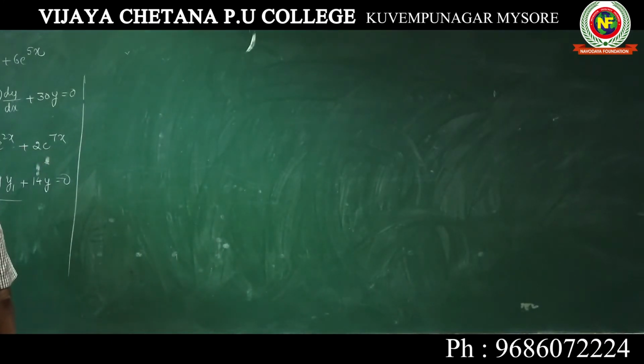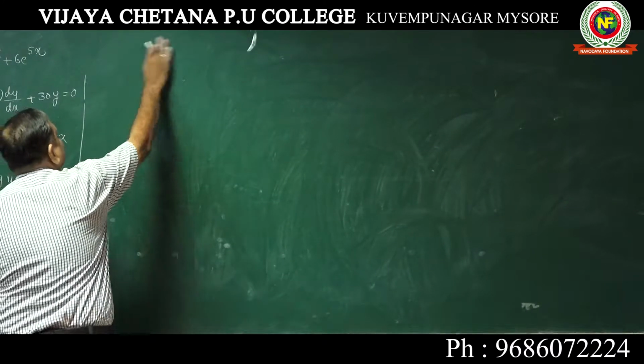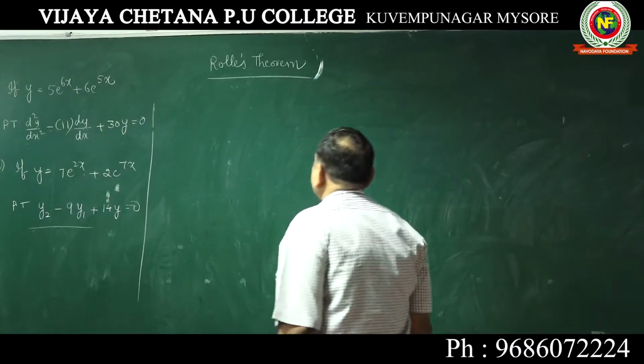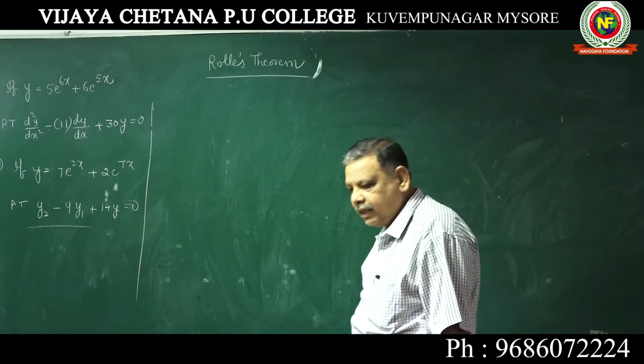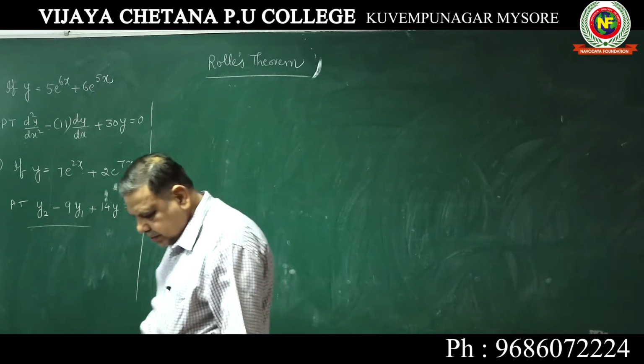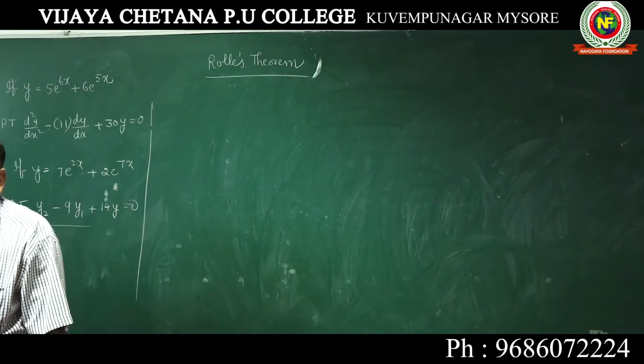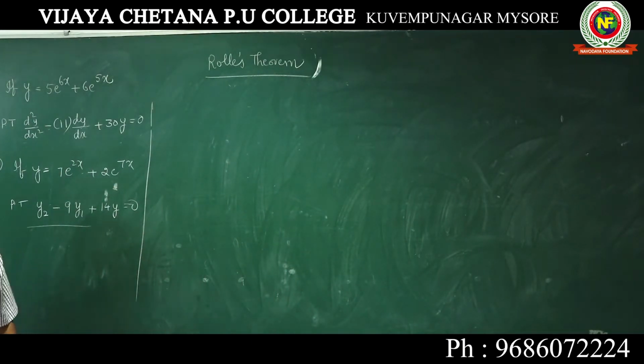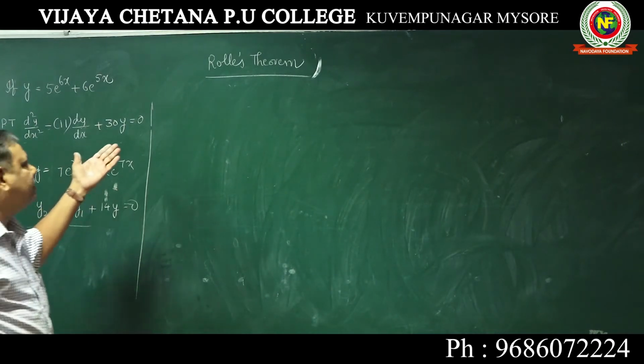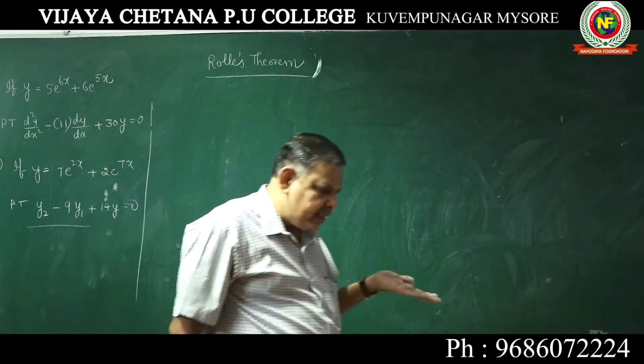Okay, now we shall take Rolle's theorem. T-H-E-O-R-E-M, Rolle's theorem. Here you should understand one thing. Rolle is a mathematician, a Greek mathematician, and he found out this theorem. They call it Rolle's theorem.